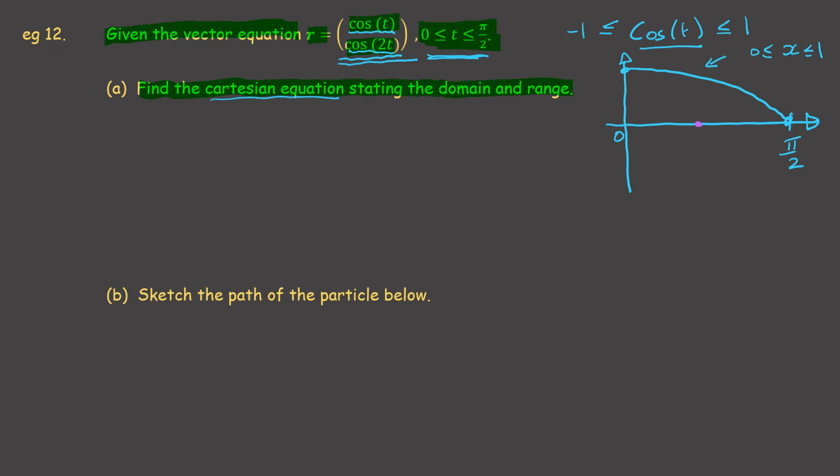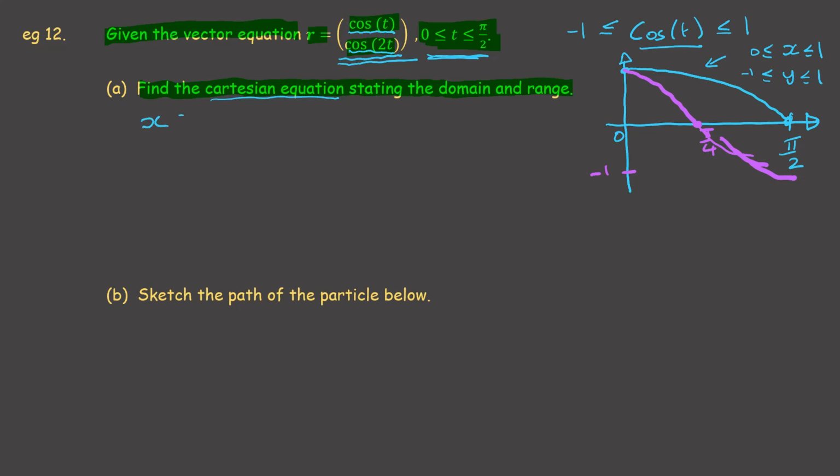Well, that's going to be 0 at pi by 4. That one's going to come down and go over to -1 down here. So our y values then are going to be between -1 and 1. So let's bear that in mind when we get our Cartesian equation.